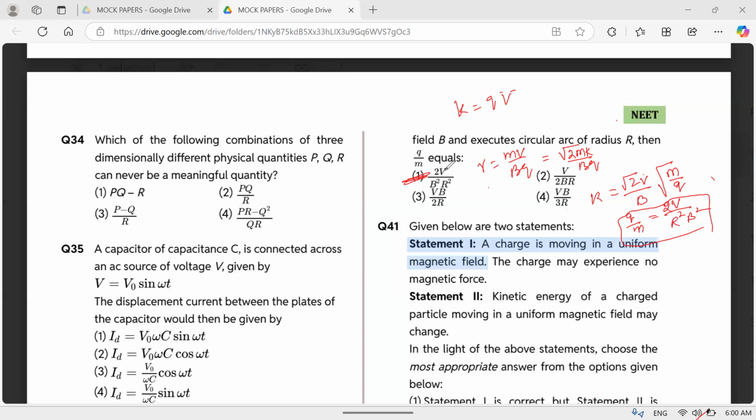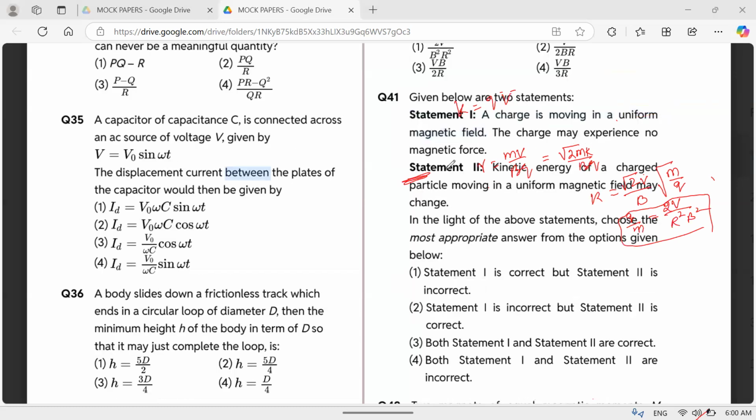Chalo. Anyone? Question number 41. Given below are two statements. Statement 1: A charge is moving in a uniform magnetic field. The charge may experience no magnetic force. Statement 2: Kinetic energy of the charged particle moving in a uniform magnetic field may change. In the light of the above statements, choose the most appropriate answer from the options given below. The charge is moving in a uniform magnetic field. The charge may experience no magnetic force. Is it true?